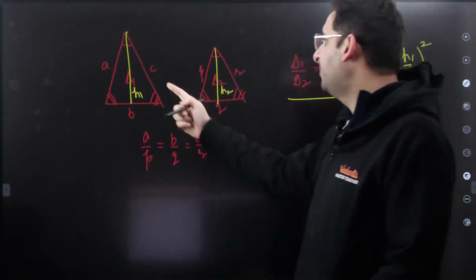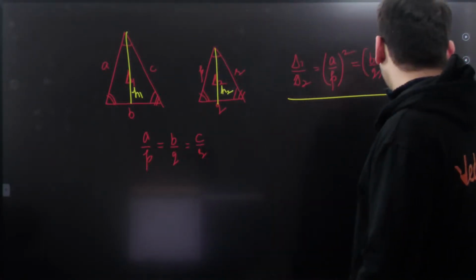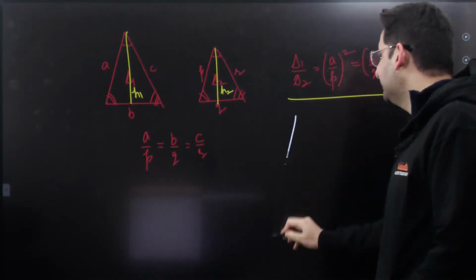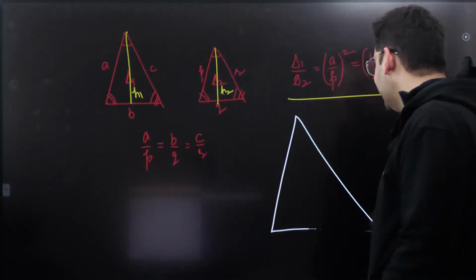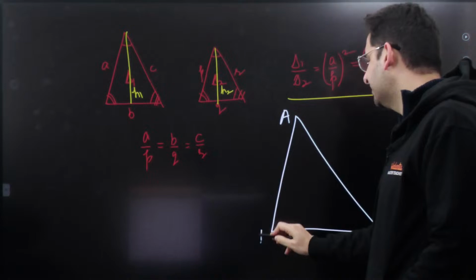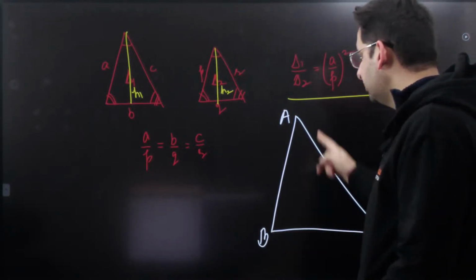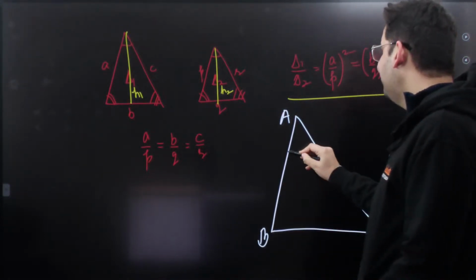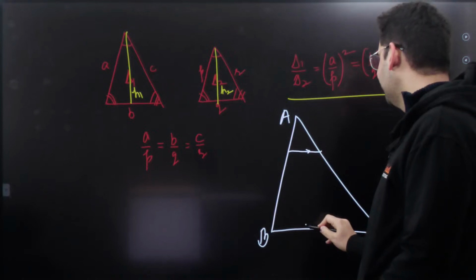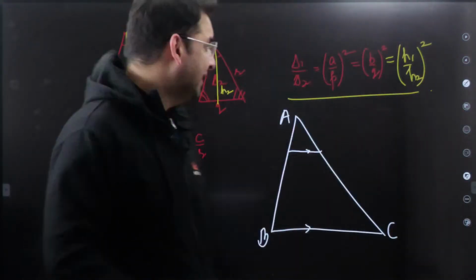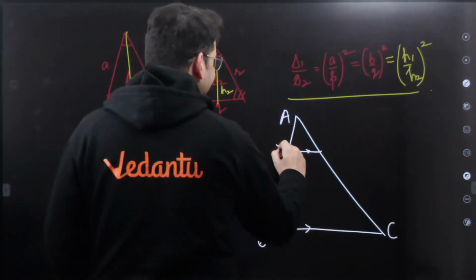Right, so area 1 upon area 2 is H1 by H2 whole square. Also guys, there is a very common diagram which you find in your textbooks and in a lot of competitive exams. If ABC is a triangle, and we have a side which is parallel to this, let's say we call this XY.